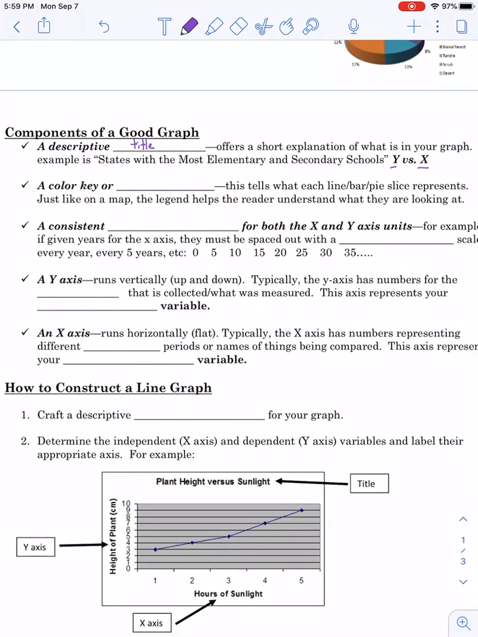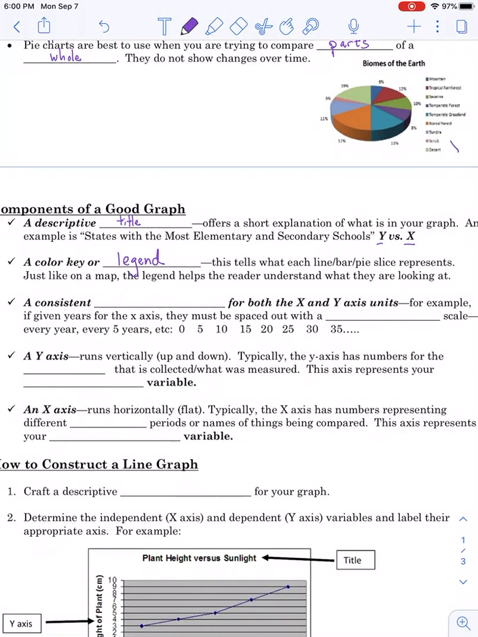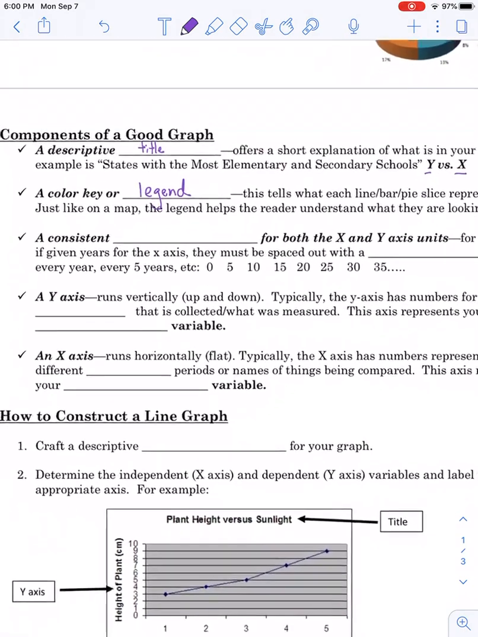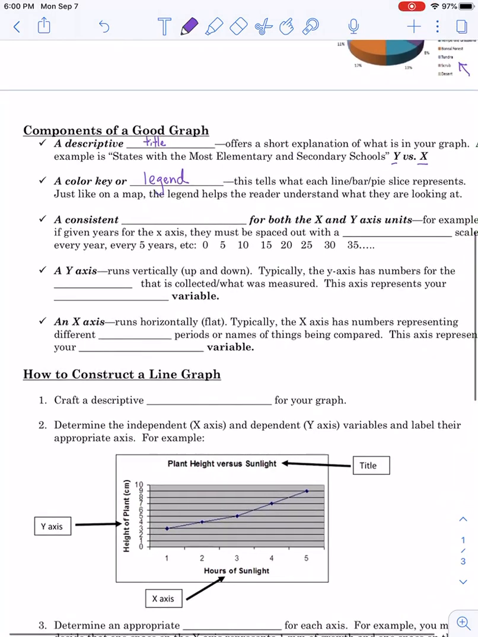You also might have a color key or legend. So notice that the biomes have a legend on the right-hand side, so you know which color is what. I would also even argue that even a line graph probably should be in color, and if you have more than one graph on the page, then you would need to have a legend to show what color means what.